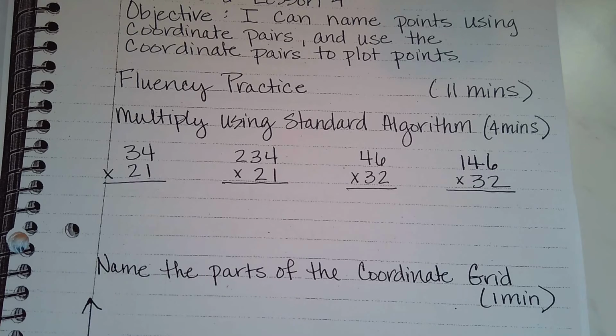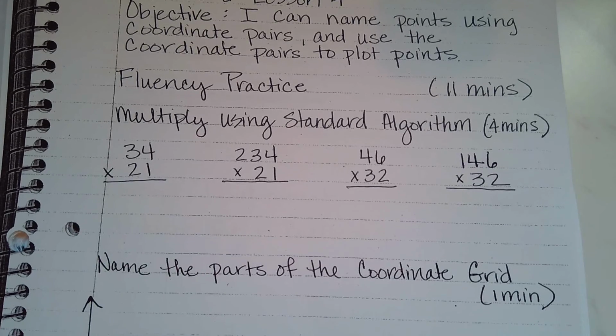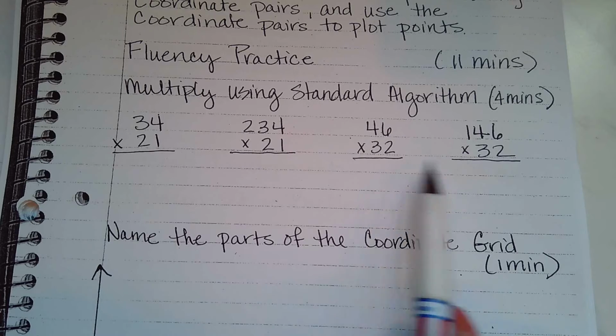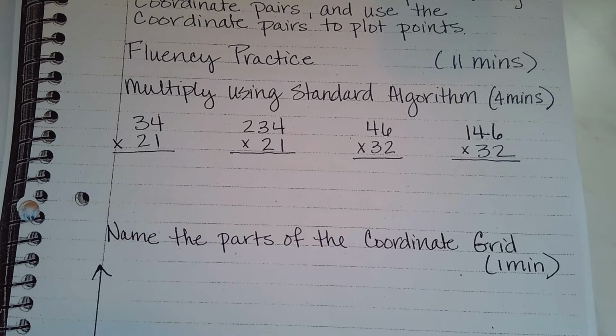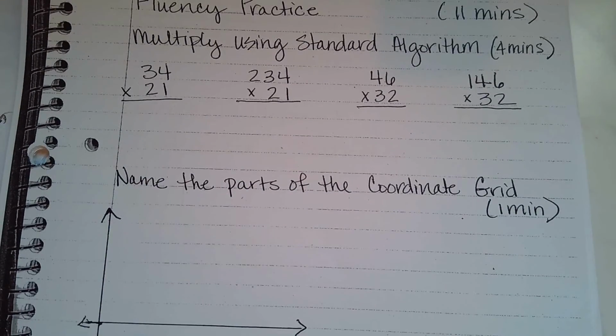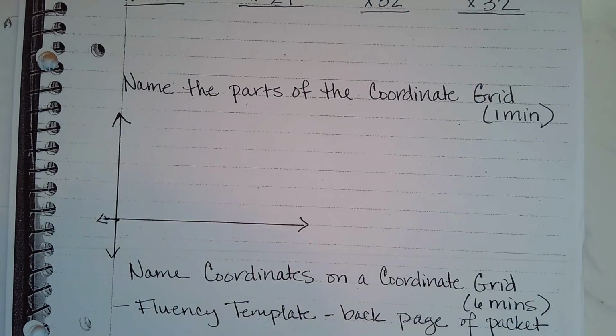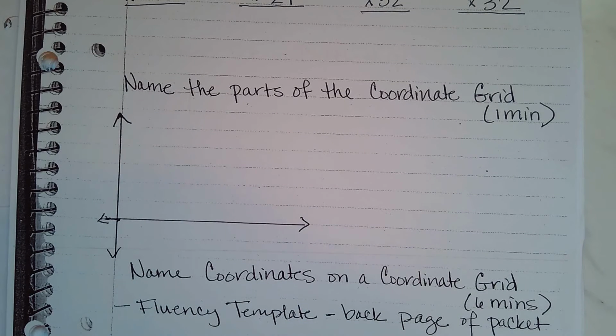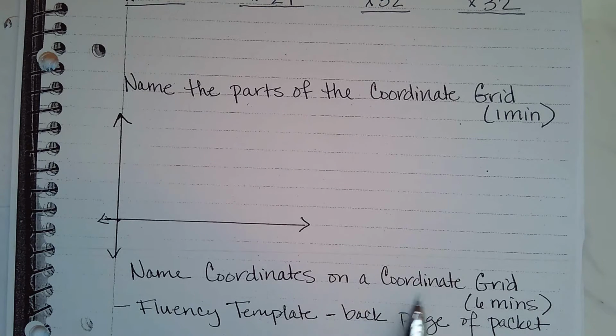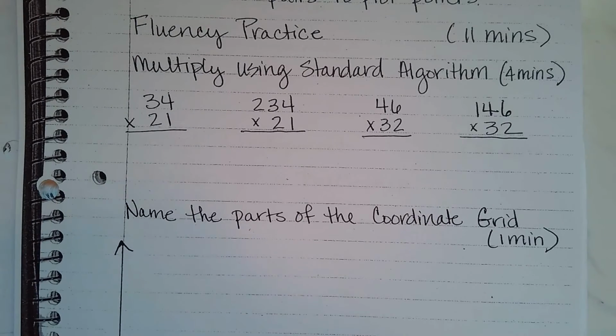So your fluency practice is about 11 minutes. We're going to go ahead and start by just simply doing a quick practice of multiplication. Then we're going to come down here and label the parts of the coordinate grid like we've done before. And then on the back page of your problem set, there is a fluency template. And you're going to go through and name the coordinates on the coordinate grid. So you're going to write the coordinate pairs and actually label the points. All right, let's get started.